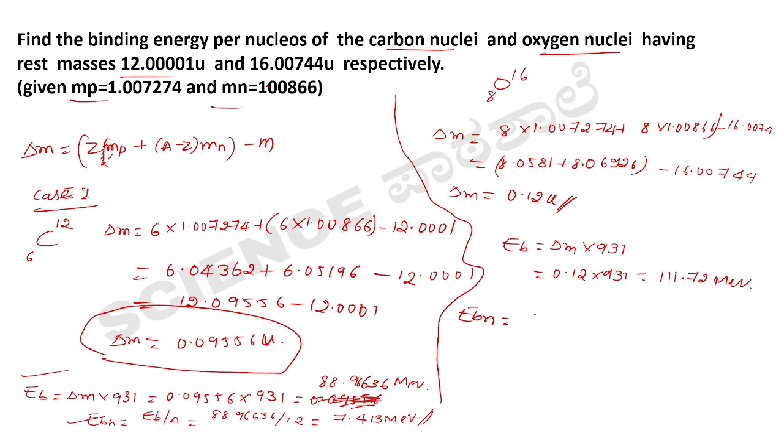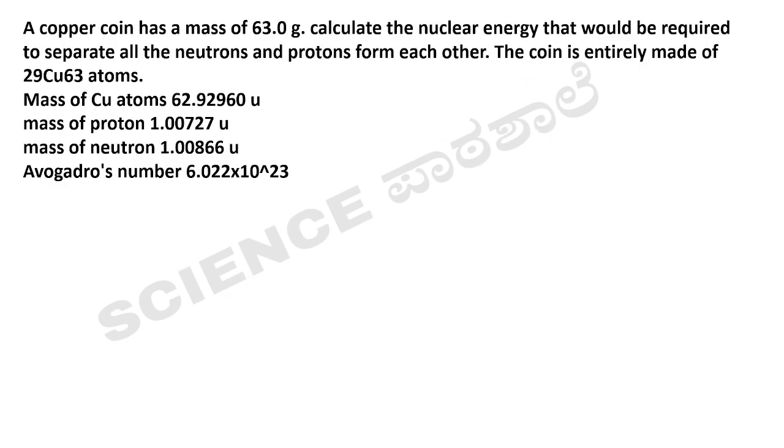Next, what is specific binding energy? EBN is equal to EB by A. EB is 111.72, divided by A, which is 16. If you do this, you will get 6.9285 MeV, which is nearly equal to 7 MeV. Okay, this is how to solve the numericals. Clear? Got it? We'll move on to the next one.